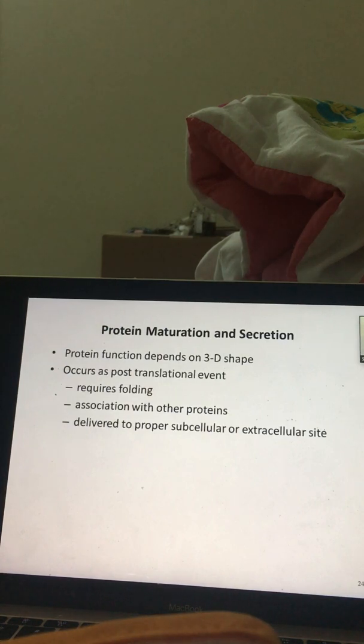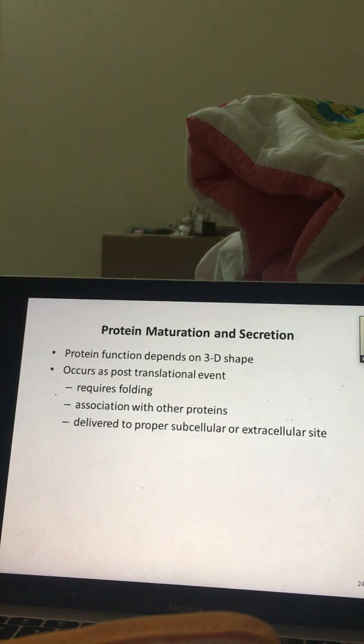So we think about proteins as always having a three-dimensional structure. That means when they are created, they are a whole chain of amino acids, and then there is the secondary folding and the tertiary and the quaternary folding of the protein, and the protein becomes active once it has folded, right? So protein maturation occurs as a post-translational event, is how we look at it. That means once the amino acid chain is created, then it folds upon itself.